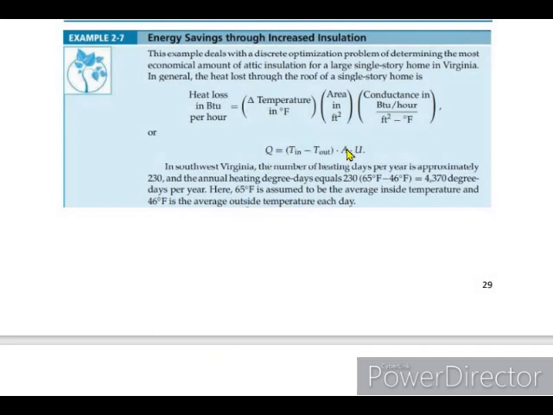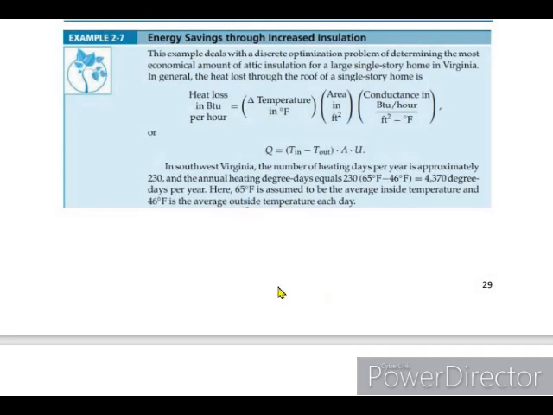So this equation represents the relationship here. So Q, the heat loss, is equal to the temperature inside minus the temperature outside multiplied by the area and the conductance, U. So in Southwest Virginia, the number of heating days per year is approximately 230, and the annual heating degree days equals 230 multiplied by the difference of 65 degrees Fahrenheit and 46 degrees Fahrenheit, which is equal to 4,370 degrees Fahrenheit per year.